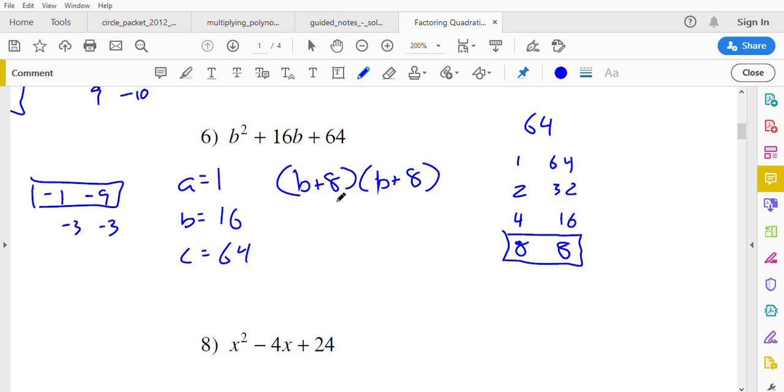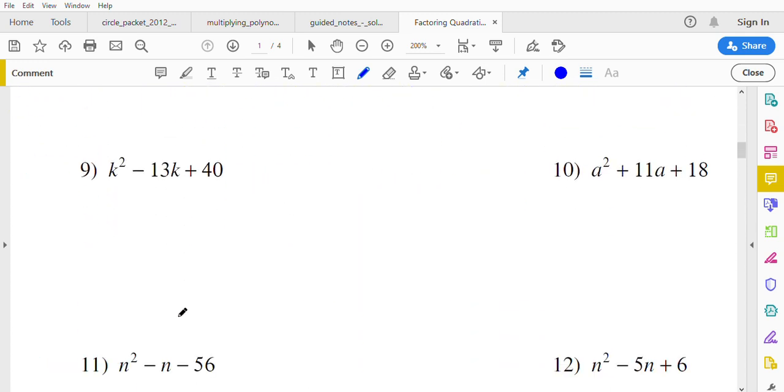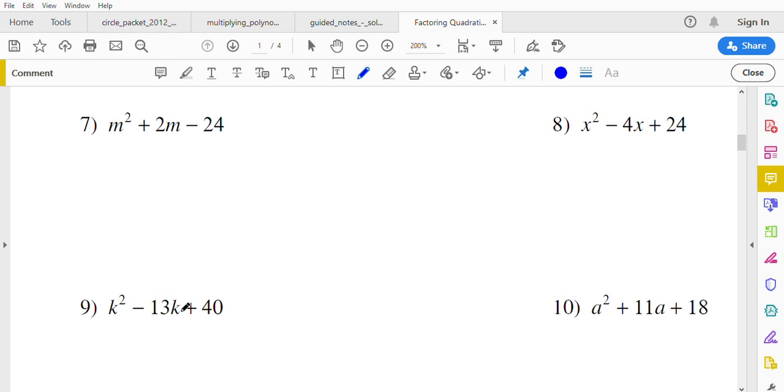Well, if I have b plus 8 times b plus 8, let's write that as b plus 8 squared. This is actually a perfect square. We can actually take the square root of this, which will be very important for us a little bit later, because it's the same thing times itself. Okay? I'm going to do 7, 8, 9, and 10 maybe, and then we'll call it from there.